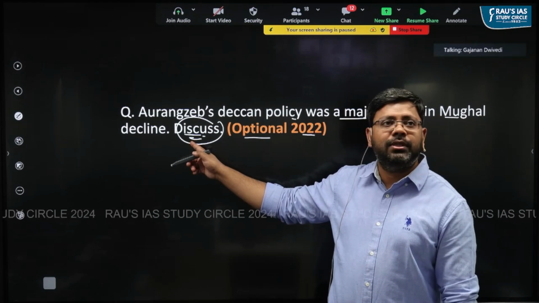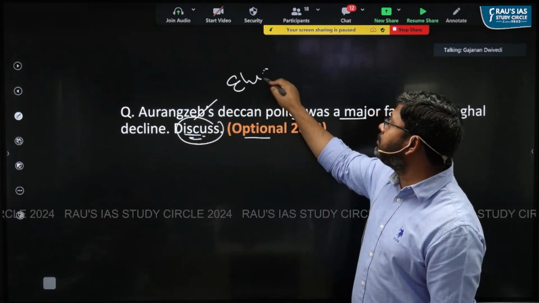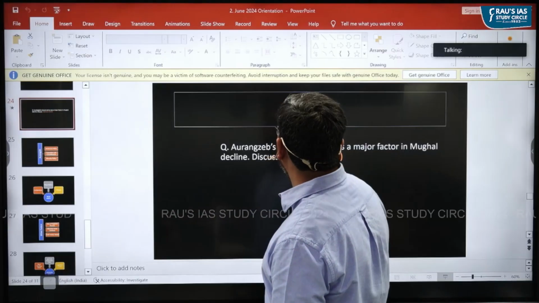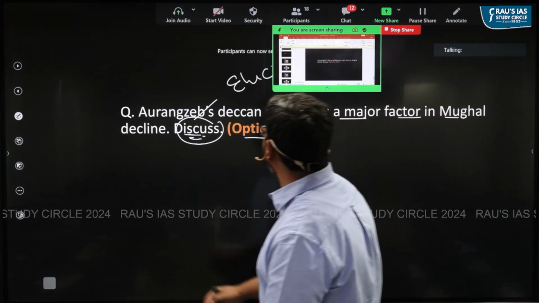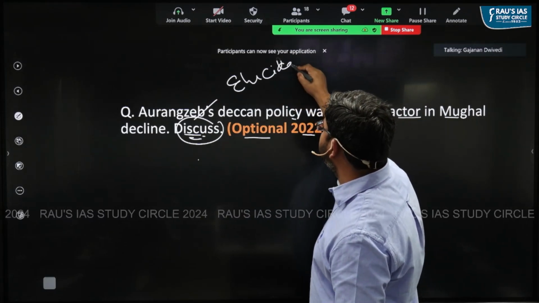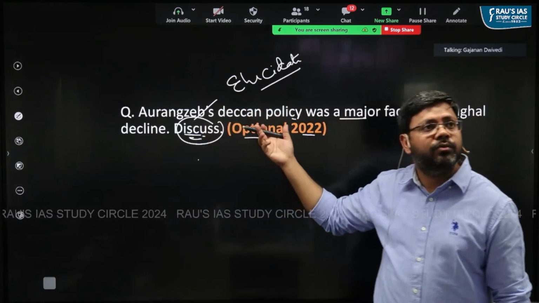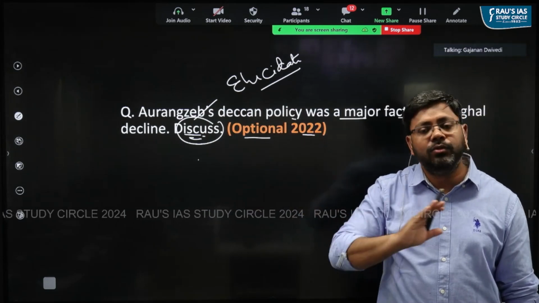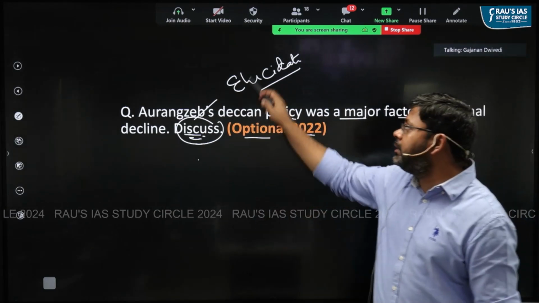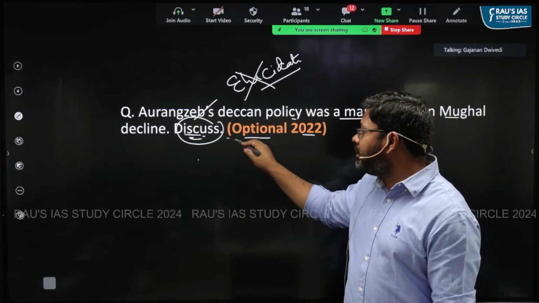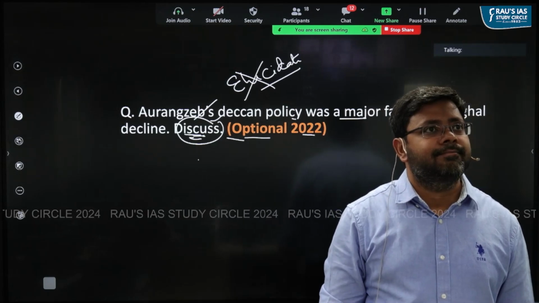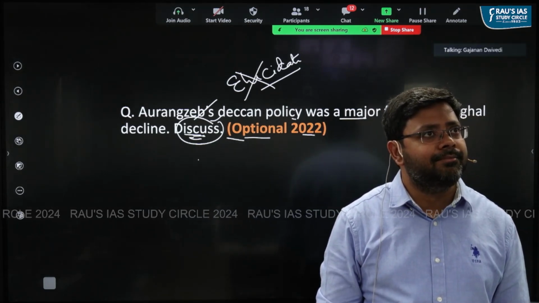If we change the question tag to elucidate, then we have to prove linearly that Aurangzeb himself was only responsible for decline, because we have to prove the statement. We are not talking about elucidate. The question tag is discuss. So we have to counter the statement to start a discussion.